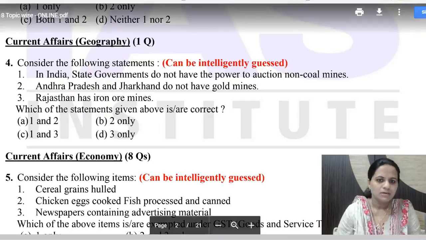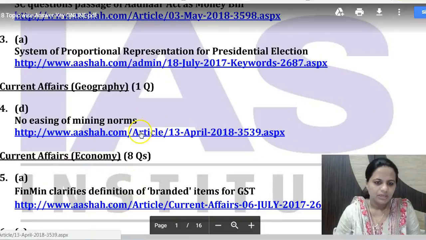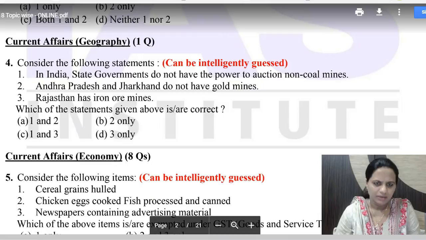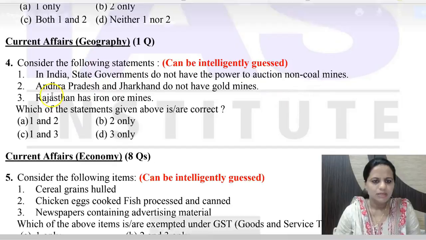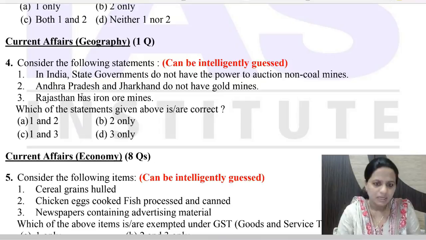Here also, in current affairs regarding mining, we have discussed it in the news. The first statement has been in the news, and the second and third you can interpret: do not have gold mines means there are no gold mines, but gold mines are present in southern India. Some intelligent information regarding that can help you answer this question. And Rajasthan does have iron ore mines. So a little idea about geography helps you in solving this question.